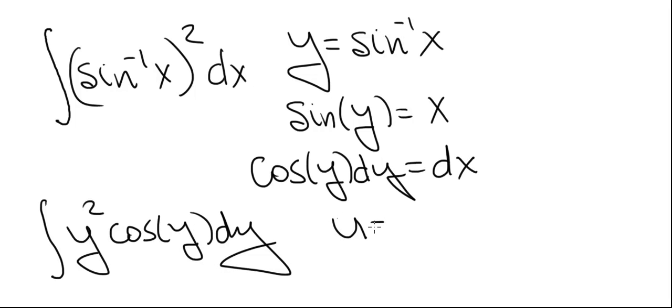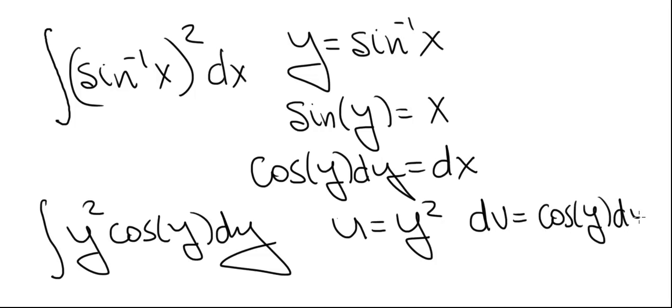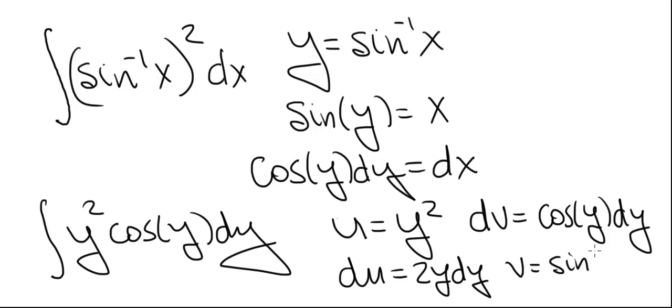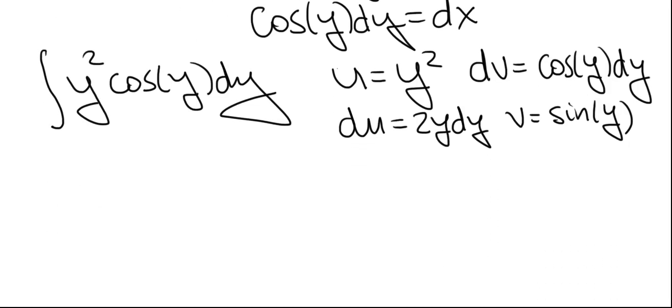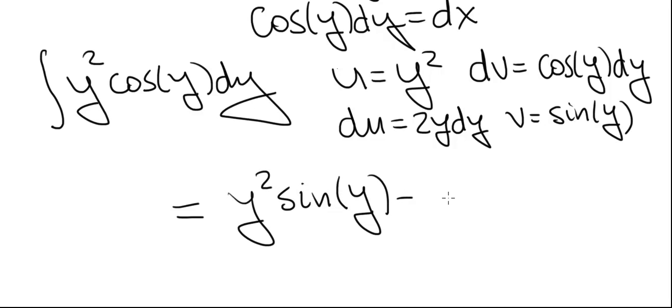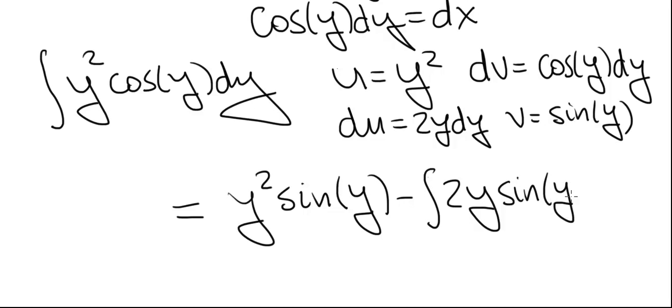Now let's use integration by parts. u will be y squared. dv will be cosine of y dy. du is 2y dy, whereas v is sine of y. Let's replace the integral using the integration by parts formula. This is equal to u times v, which is y squared times sine of y, minus the integral of v du, which is 2y times sine of y dy.